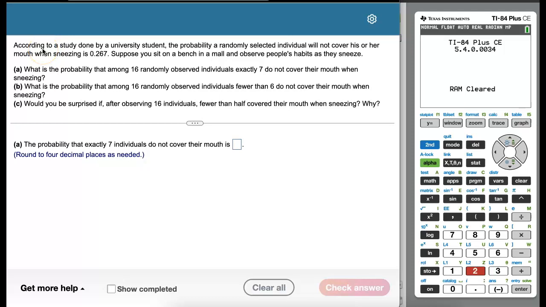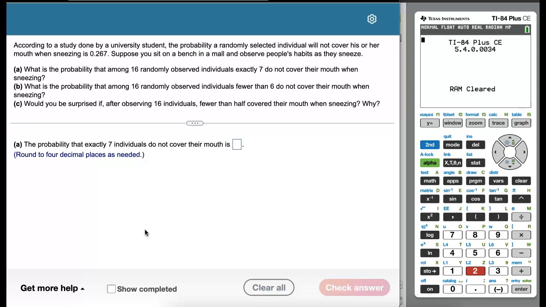In this example, we're going to be using a binomial probability distribution. And the reason we're using binomial is because the number of observations is fixed. I believe here it says 16 in this particular case. We also see that each observation has one of two outcomes. It's either a success or a failure. They either sneeze or they don't sneeze.